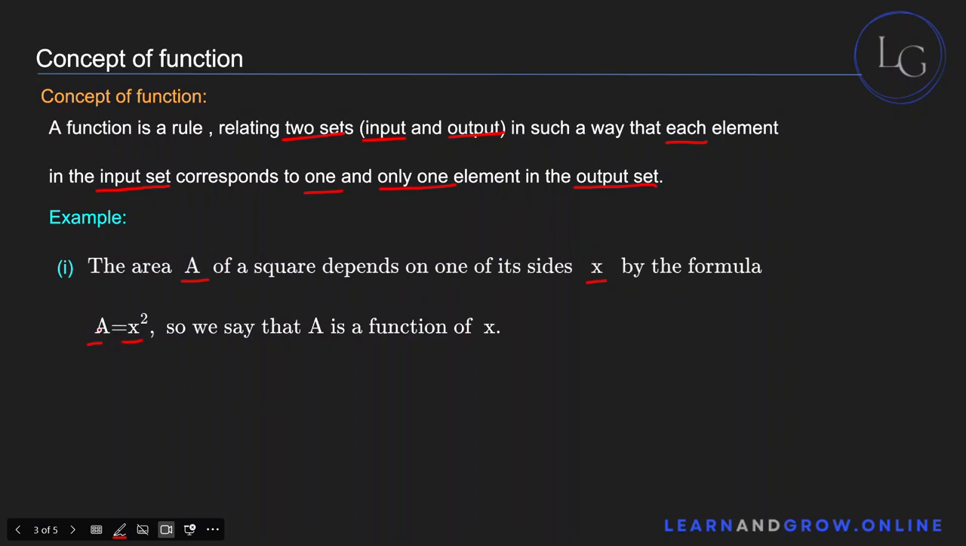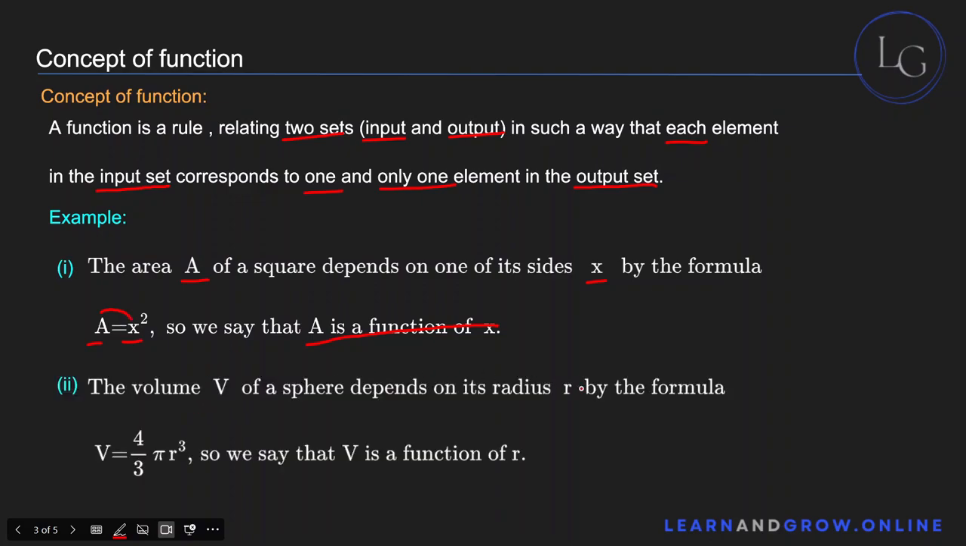And that basically means that x is the input here, and each input of x gives you a distinct value of A, right? So A is a function of x. For example, if you put 2 in place of x, that is 2 squared, and that gives you 4. No other value of x will give you 4 in the output. So it's a one-to-one correspondence. So it is a function.